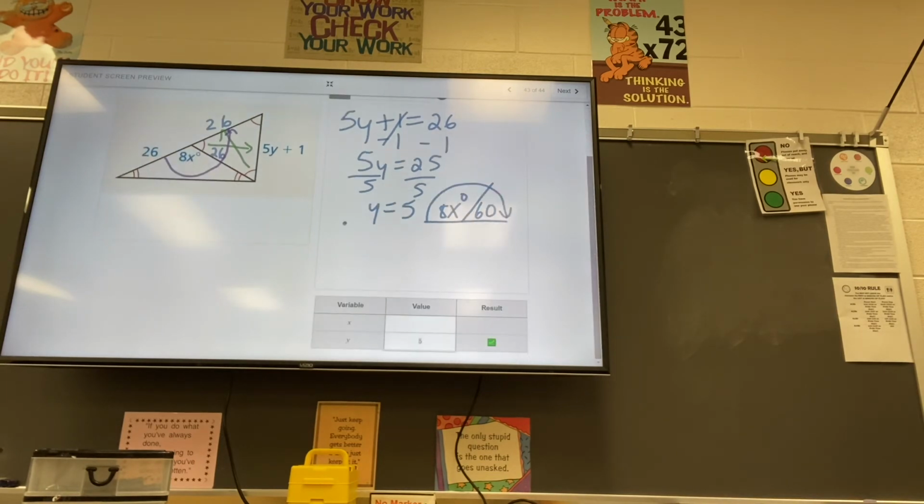Okay, 8x plus 60 adds up to 180. What are you getting? How do you divide 120 by 8?